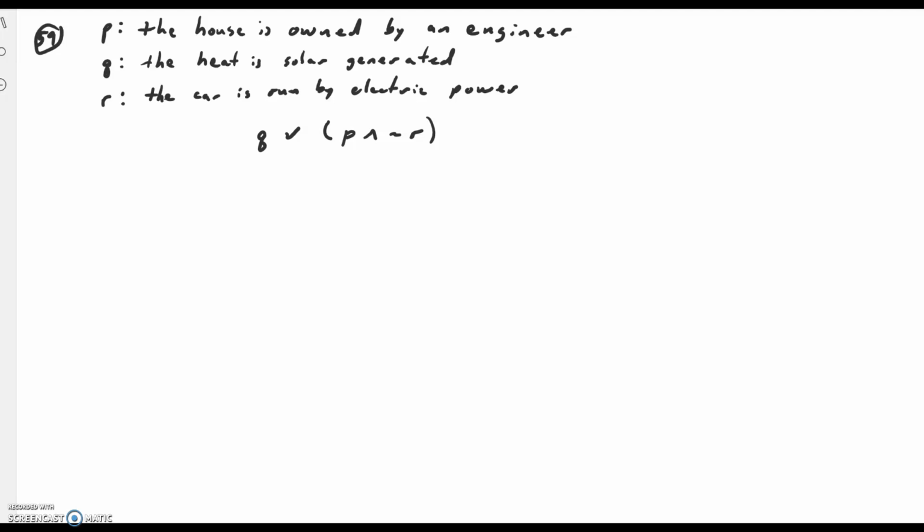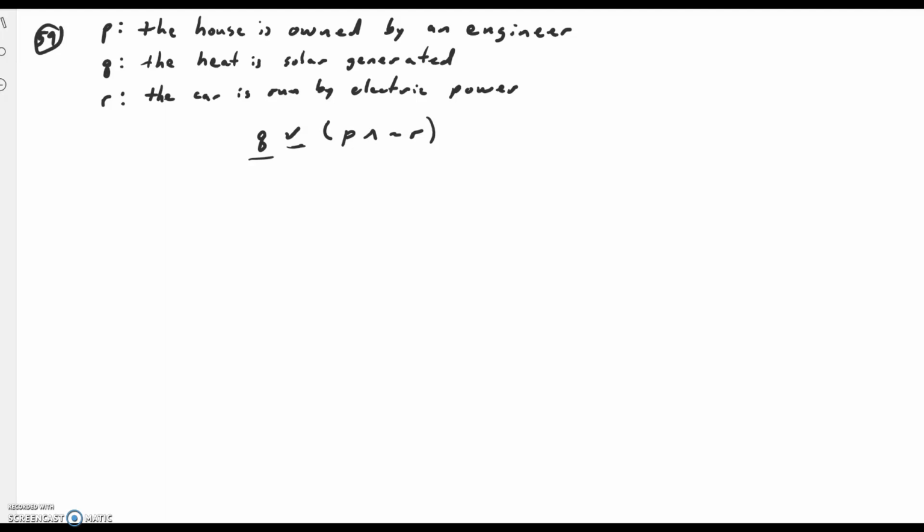Notice how these simple statements P, Q, R are in the positive form. They don't have a not in front of them. And notice the placement of the comma also. It says in problem 59, the heat is solar generated, comma. So I have the heat is solar generated, that's Q. And then comma, or. And I think that comma then separates the Q from the rest, and that's why I put parentheses around the rest.